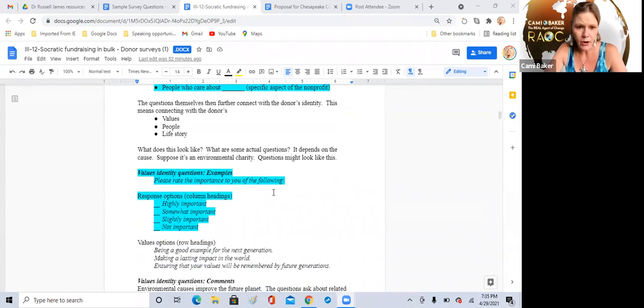He talks about, I've got these highlighted because they're important. He talks about using these kind of response options for some of these questions: highly important, somewhat important, slightly important, not important.